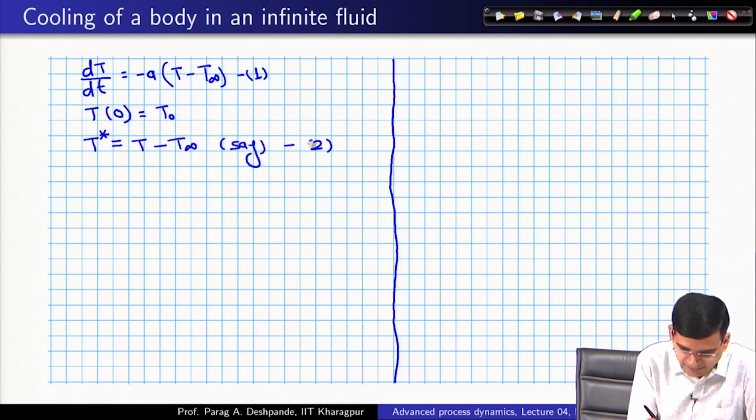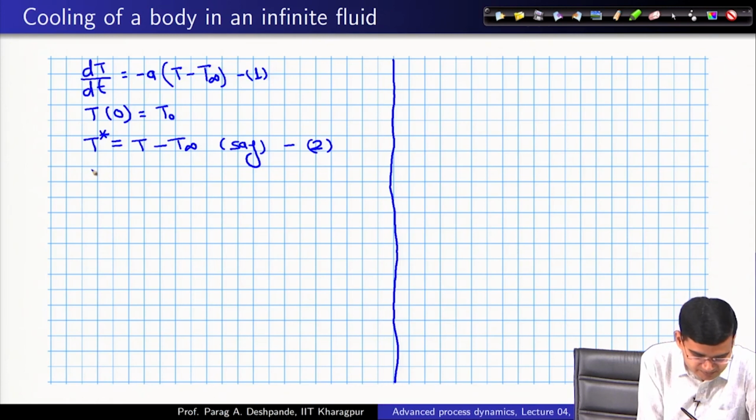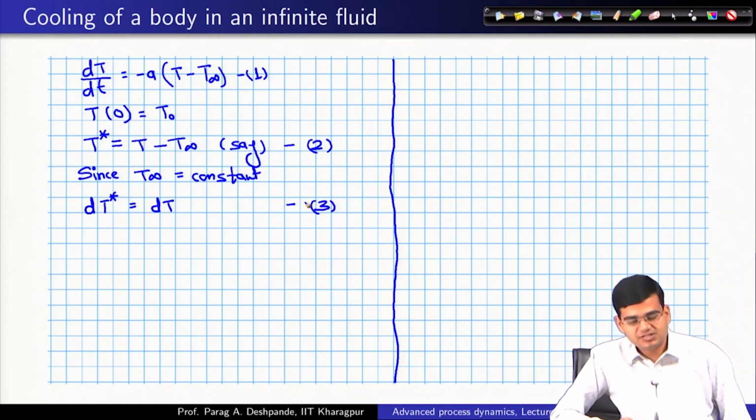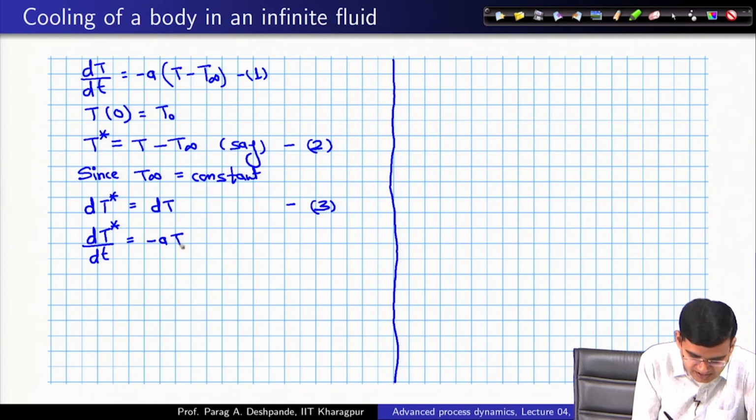Okay. So, let us say that I have a new variable T star which is equal to T minus T infinity, and since T infinity is a constant, I can write dT star is equal to dT. Okay. So, from equations 2 and 3 and substituting them in equation 1, what I get is dT star by dt is equal to minus A T star.